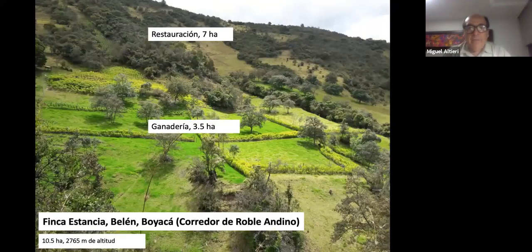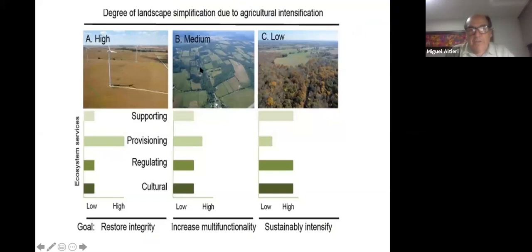Okay, so you have 7 hectares of restoration, 3.5 hectares of agriculture. So really then when we start moving from these monoculture, degraded areas to an area of high biodiversity, low intensification, you can see that all these ecological services or ecosystem services increase: the supporting services, the provisioning services, the regulating services, the cultural services start increasing as you change from this matrix to this matrix.